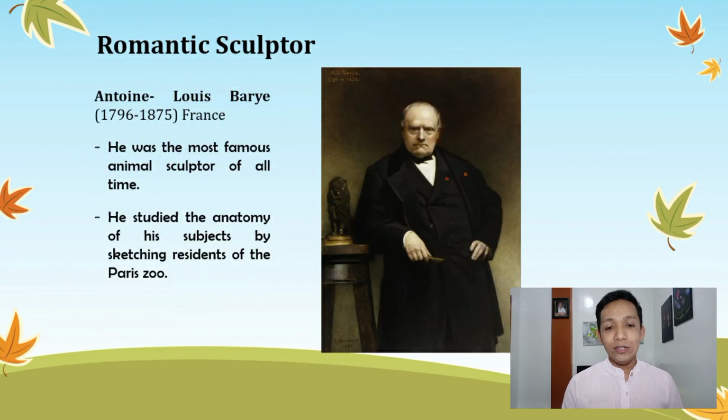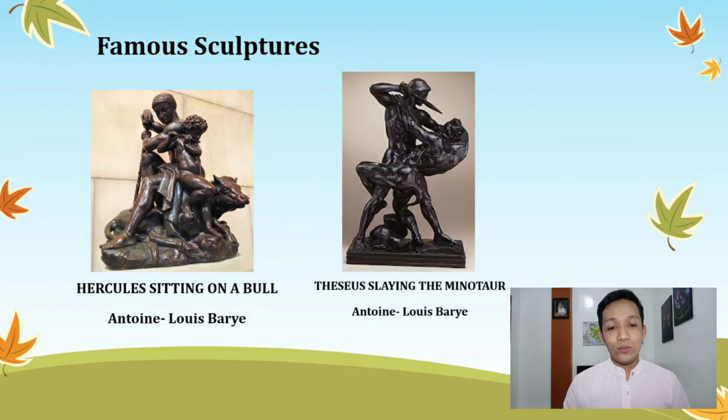And next is Antoine Louis Barye, 1796 to 1875, and he was also from France. He was the most famous animal sculptor of all time. He studied the anatomy of his subjects by sketching residents of the Paris Zoo. As we can see, his sculptures are Hercules sitting on a bull, and in the second work, we have Theseus slaying the Minotaur, still a work of Antoine Louis Barye.